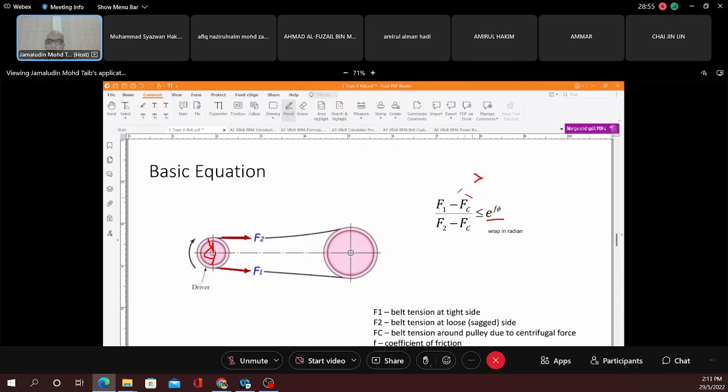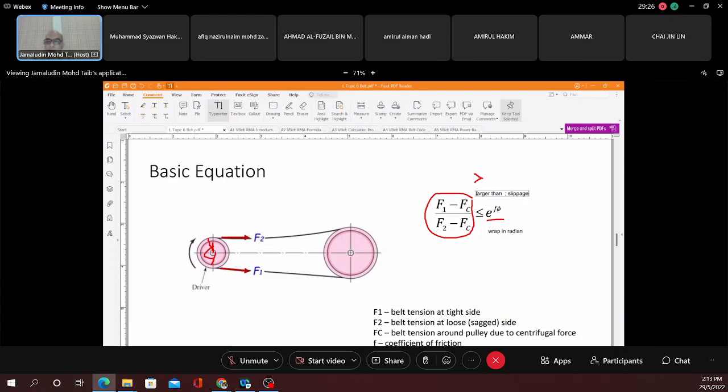That means this value must be smaller than that value. If this value is larger, then the value here is larger, and then there will have to be slippage. That means the pulley is going to rotate without pulling the belt. That's slippage.